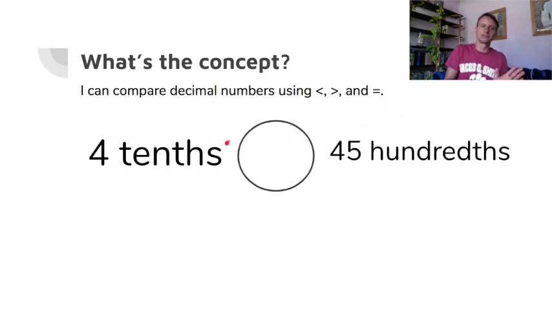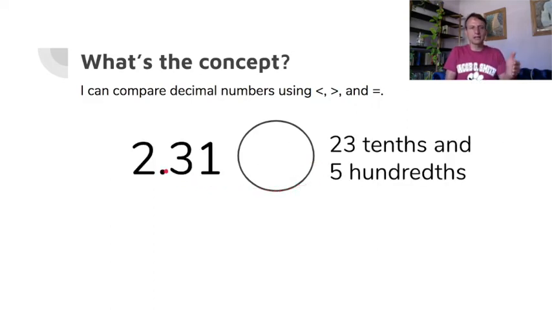4 tenths, 45 hundredths. Again, I find relating it to money is very useful here. 4 dimes, 45 pennies. Well, 4 dimes is 40 cents. 45 pennies is 45 cents. 40 cents compared to 45 cents. 40 cents is less. Excellent.